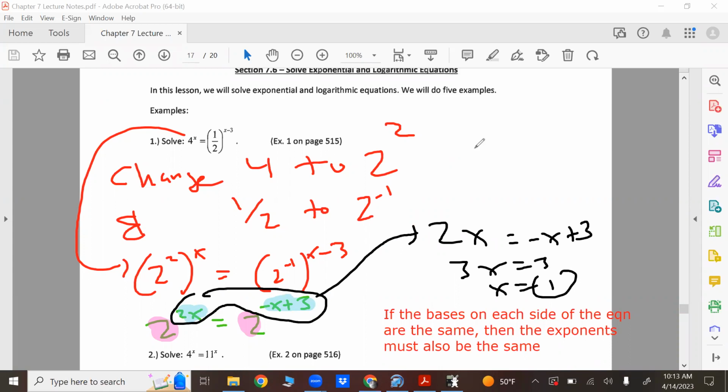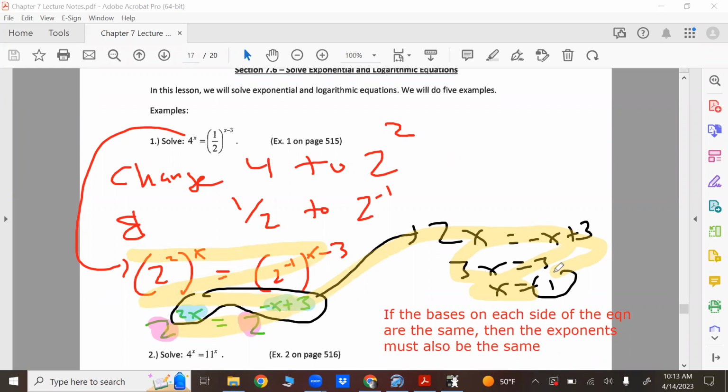What you really want to show is all this stuff. That's really the solution. These are more annotations, my own notes, like we're changing 4 to 2 squared, changing 1/2 to 2 to the -1. And the text box is just more annotation: if the bases are the same, of course the exponents must also be the same. But the actual work you're going to show is what you see highlighted in yellow.